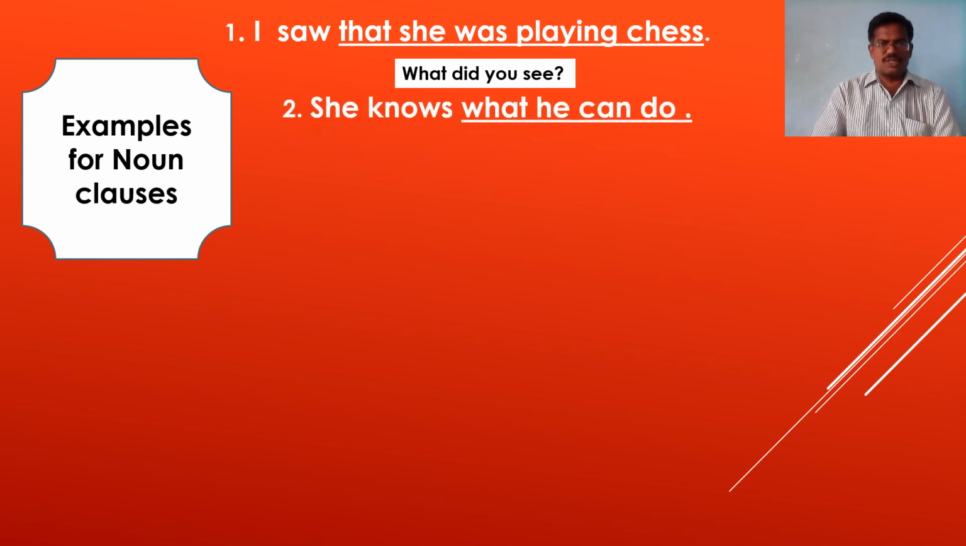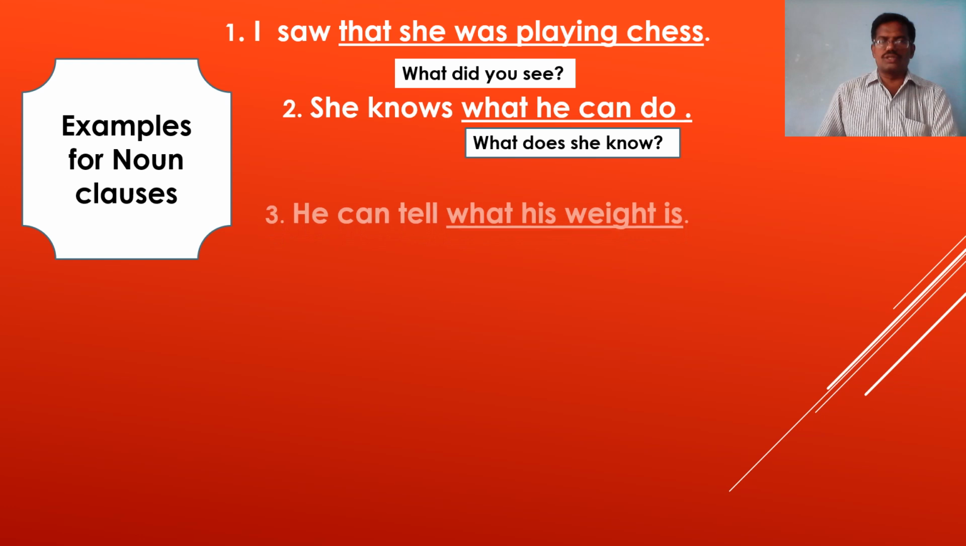In the example number 2, the underlined subordinate clause, what he can do, answers the question word what. So here it is a noun clause because it answers the question word what. I mean, whenever you put the question, she knows what, or what does she know, then the answer will be what he can do. So it is a noun clause.